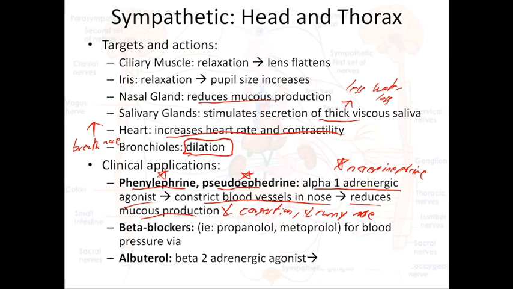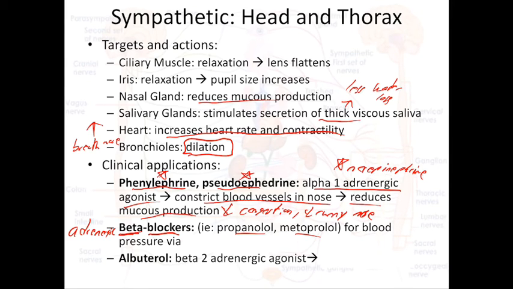Okay, another important one is beta blockers. A couple of names of them here: metoprolol, propranolol. These are very common blood pressure drugs. You'll see patients on these in the hospital, cardiac patients. What they do is they block the action of the sympathetic nervous system on those beta adrenergic receptors, right? And adrenergic, right?